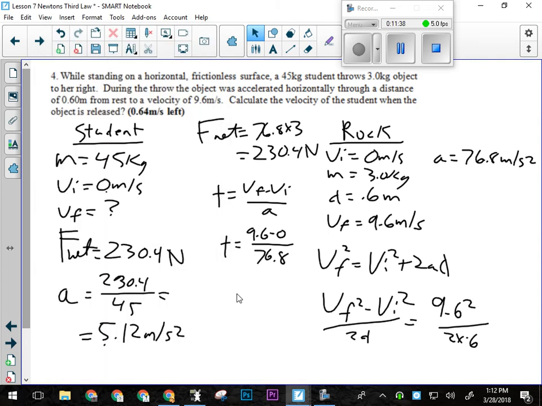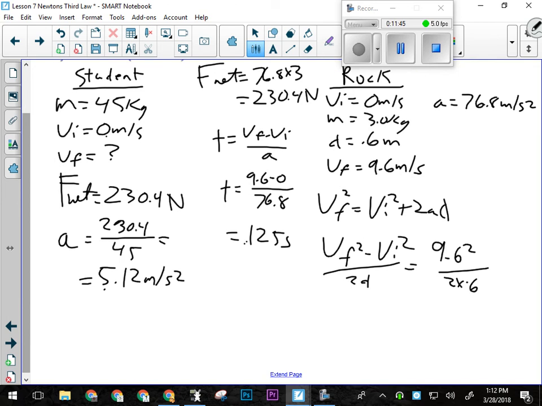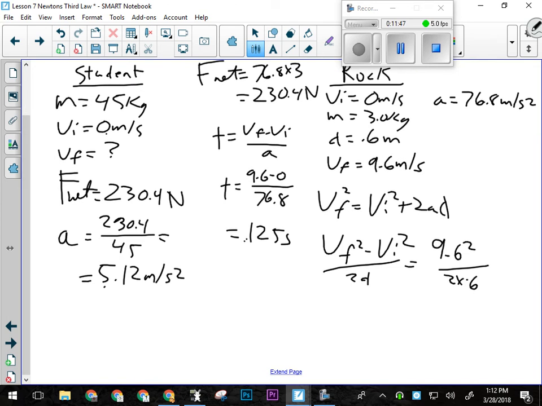Sorry, 0.125. All right, so the time is 0.125 seconds. Now that I have that, I can bring that over here as well and solve for VF, using the same formula that we have always used before. I'm just solving for VF now. So VF is just going to equal A times T because VI was 0. I take my 0.125 and multiply it by 5.12, and I'm going to get 0.64 meters per second, and whatever direction that is, it's left.